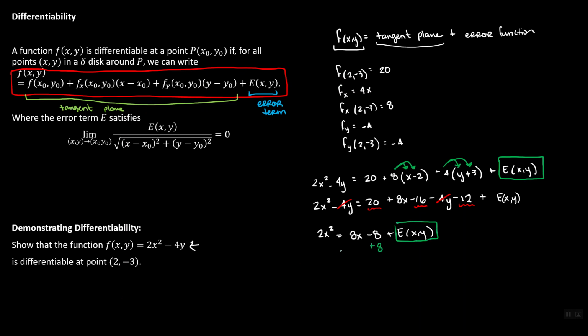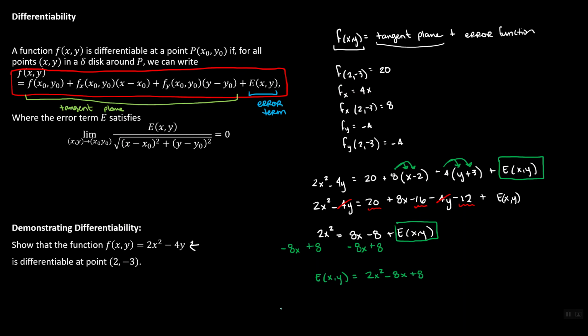I'll add 8 to both sides. I'll also subtract 8x. Don't subtract the negative, that would be like adding. So we find our error function, e of xy, looks like 2x squared minus 8x plus 8.